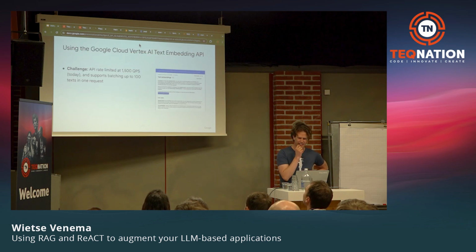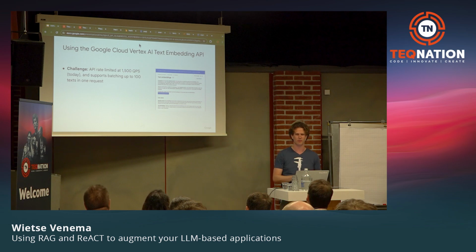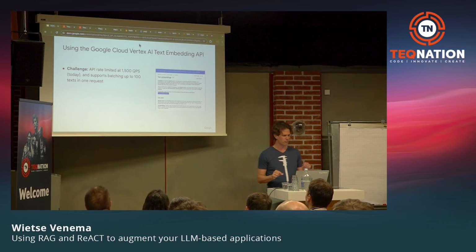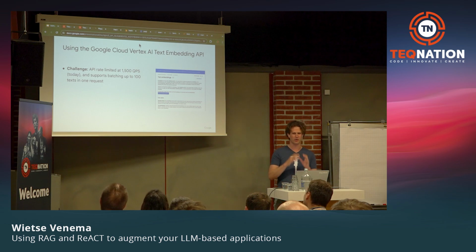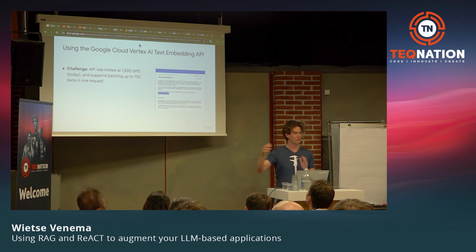A few challenges I had to solve. So the first challenge is this API is rate limited at 1500 QPS. That's today, maybe tomorrow it's more, I don't know, but that's something I had to work with. But luckily, it also supports batching. So instead of sending one text and getting one embedding back, I can send up to 100 texts in one request and get 100 embeddings back. So that gives you something to work with, right?